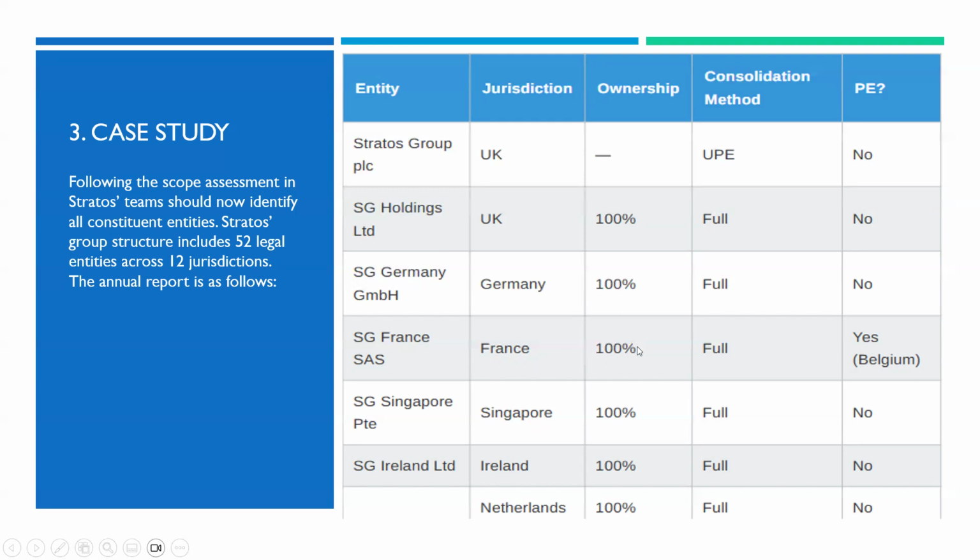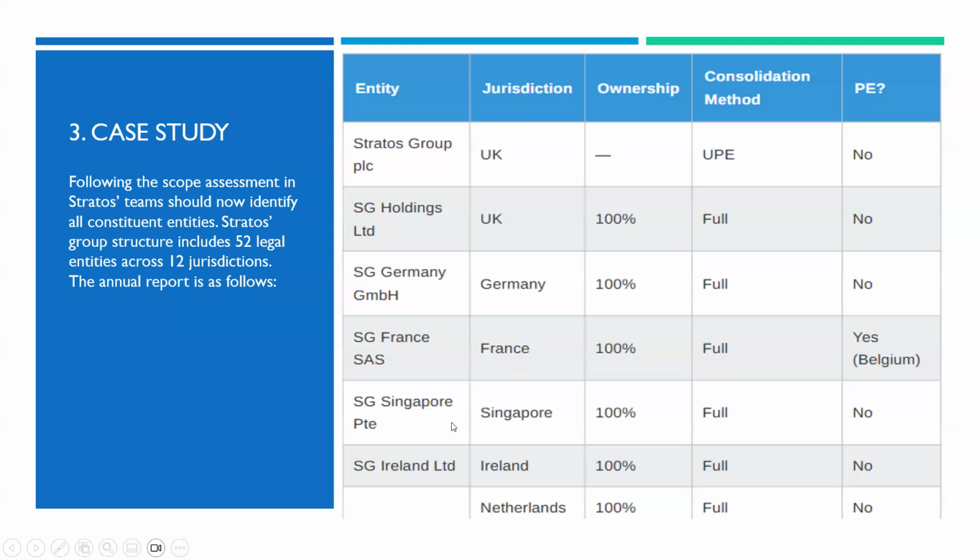France is also 100% owned by the UPE. It is using full consolidation. It has a PE also. Now, how many constituent entities are there in this row? There are two, because France SAS as a subsidiary following full consolidation is one constituent entity, and France's PE in Belgium is also a constituent entity.